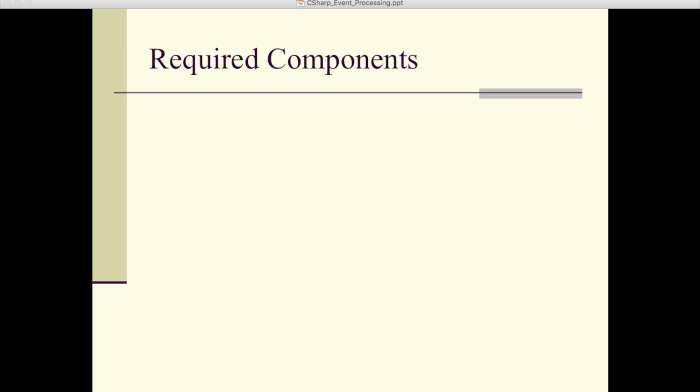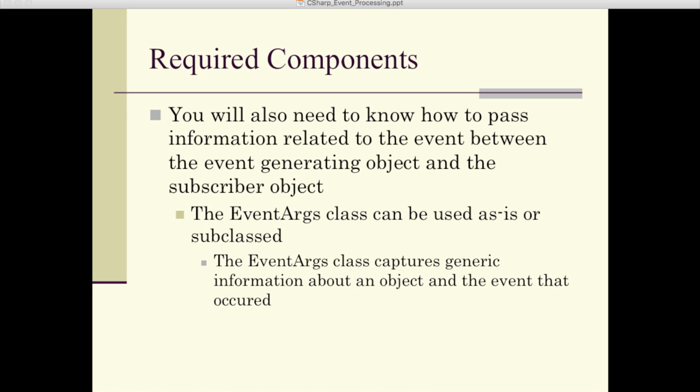Okay, so the required components continued. You also need to know how to pass information related to the event between the event generating object and the subscriber object. The EventArgs class can be used as is, or you can subclass it. So in other words, when you create a custom event and you're firing custom events, you may need, not necessarily in all cases, but for the most part, you're going to want to pass critical information that your event handling method can then extract and operate on. Okay, so we'll see this in detail as we go forward.